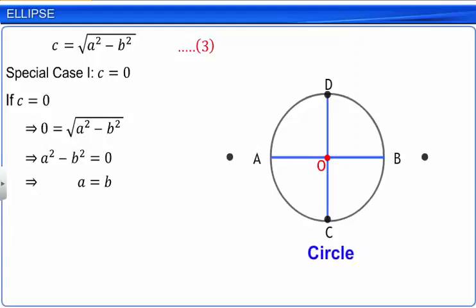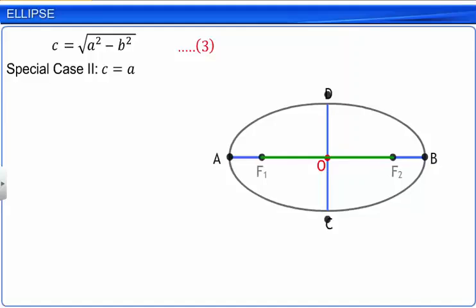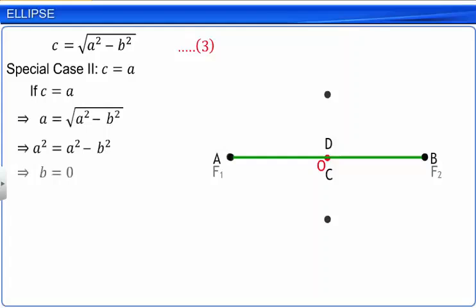If distance c of a focus of an ellipse from its center becomes equal to its semi-major axis, then the two foci become its vertices. Substituting the value of c as a in equation 3, we get b is equal to 0. Thus, if c is equal to a, the length of the semi-minor axis of an ellipse becomes 0, and the ellipse becomes a straight line.